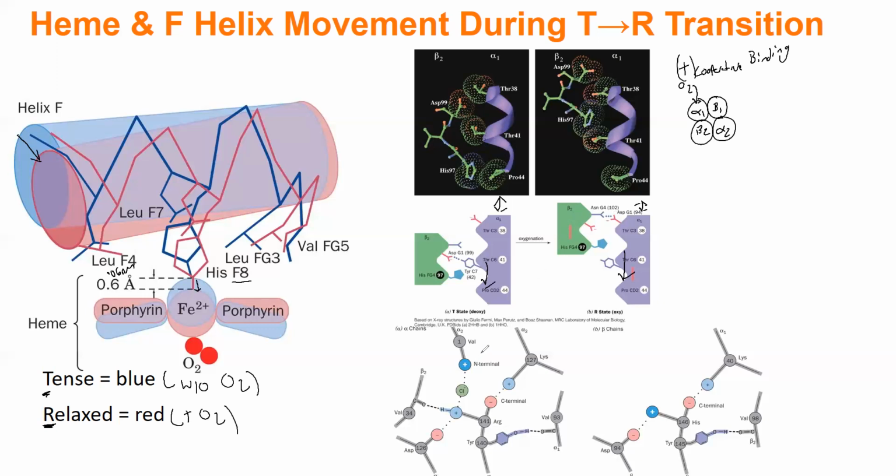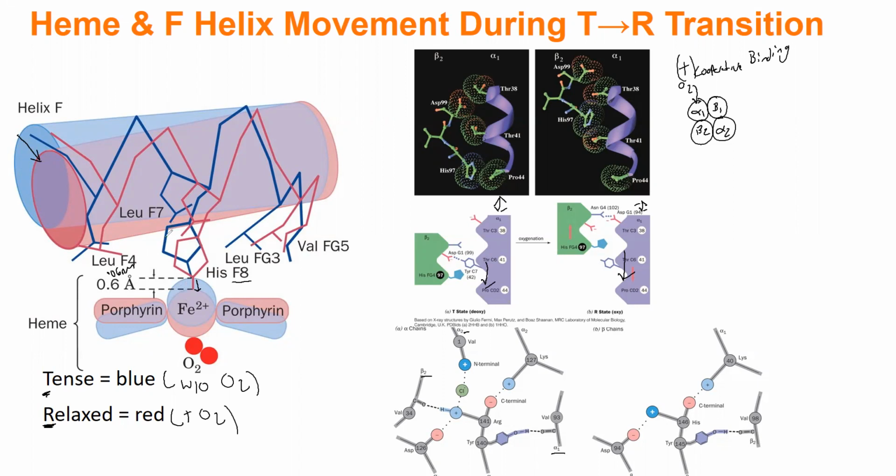You also get a change in the termini. So here we're looking at where the alpha 2, alpha 1, and beta 2 subunits are all coming together. You can see they have a very complex interaction. And that can change with the binding of oxygen as well. So when oxygen binds, the key takeaway is when oxygen binds, the iron moves closer to the oxygen.